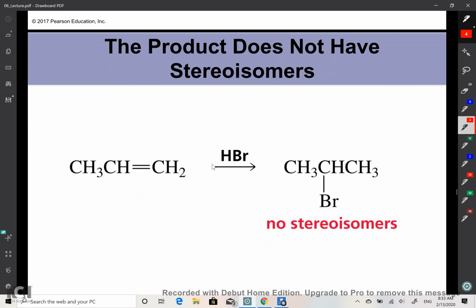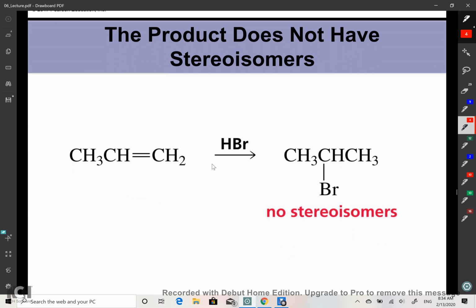Yes. You're saying stereoselective A can make B or C? It can make either one. Yes.